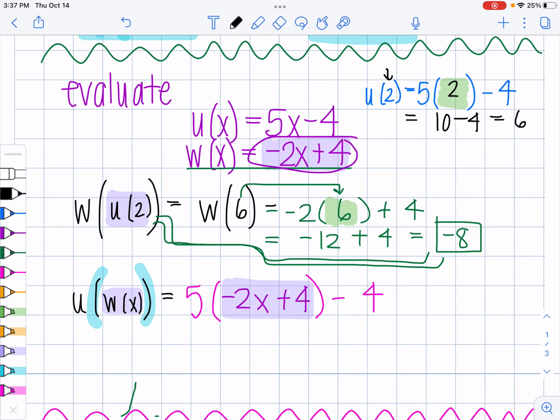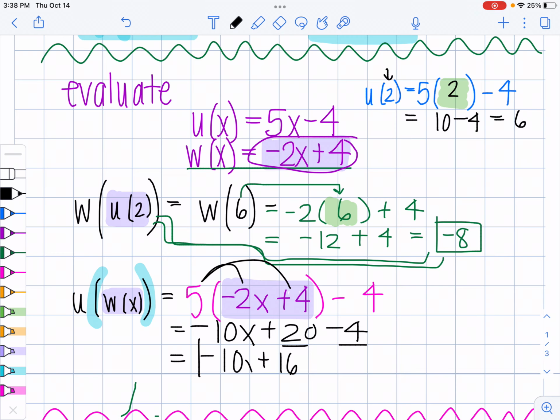Now I mathematically figure out, I evaluate. So I'm going to get rid of that. So I distribute. 5 times -2x is -10x. 5 times 4 is 20. And then I bring down this -4. Okay, and then I combine together my like terms. My like terms are 20 and -4. So this becomes -10x plus 16. And this, oops, I forgot my x. And this is my final answer. It's expected that you have variables in your answer because you plugged in something with variables.